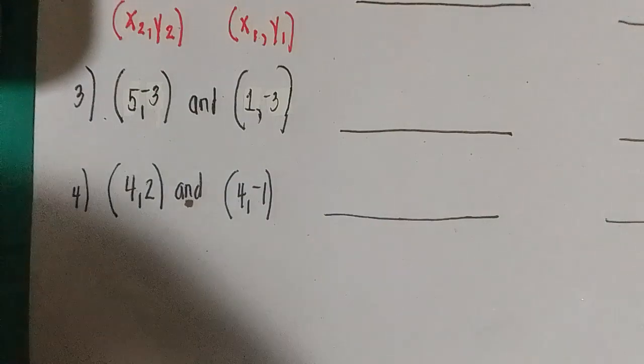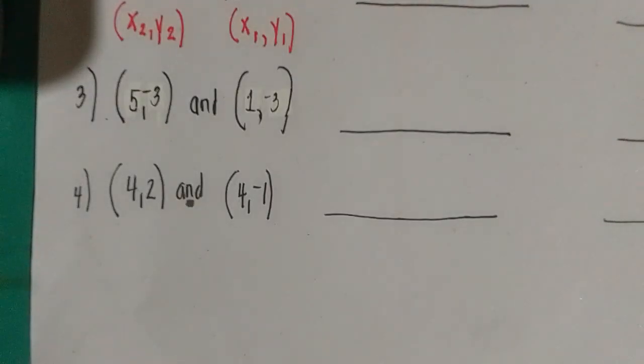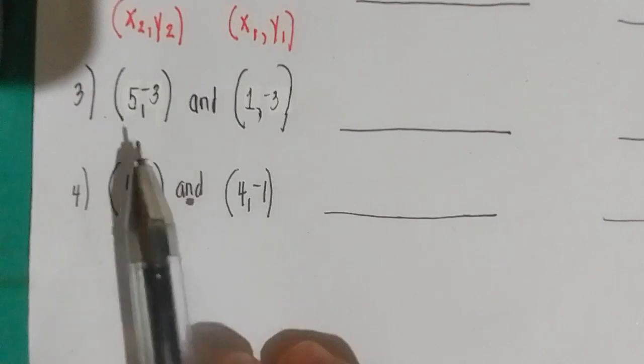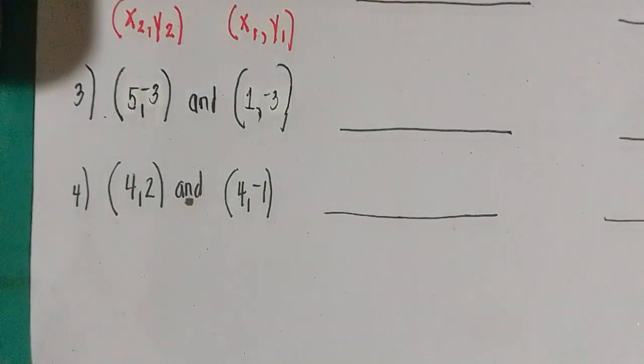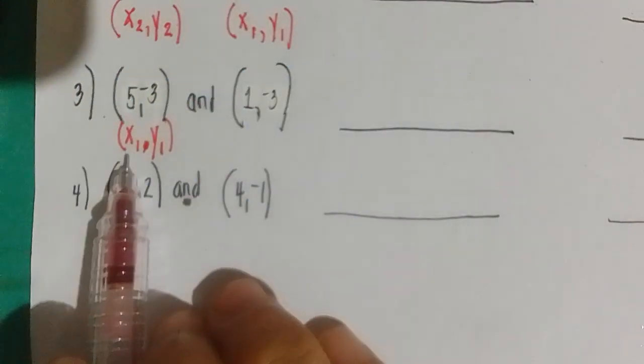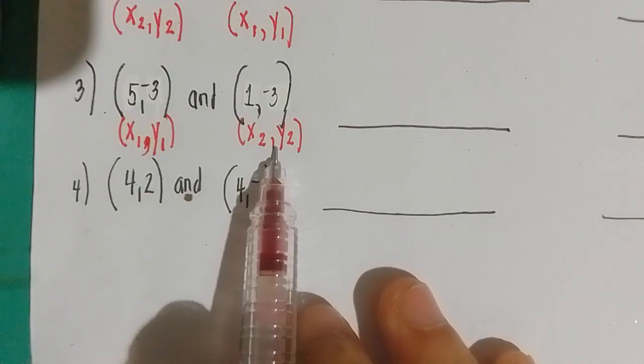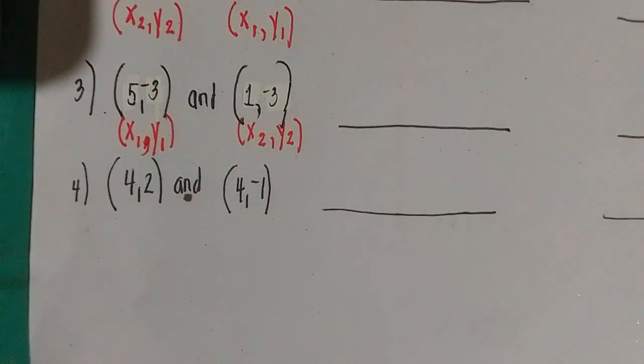So again, we are finding the slope of a line, sketching its graph, and determining the indicated line in each item. We have number 3: (5, -3) and (1, -3). Let us take (5, -3) as our first point, x sub 1, comma, y sub 1. The other point is our second point, x sub 2, comma, y sub 2. So we label them as usual.